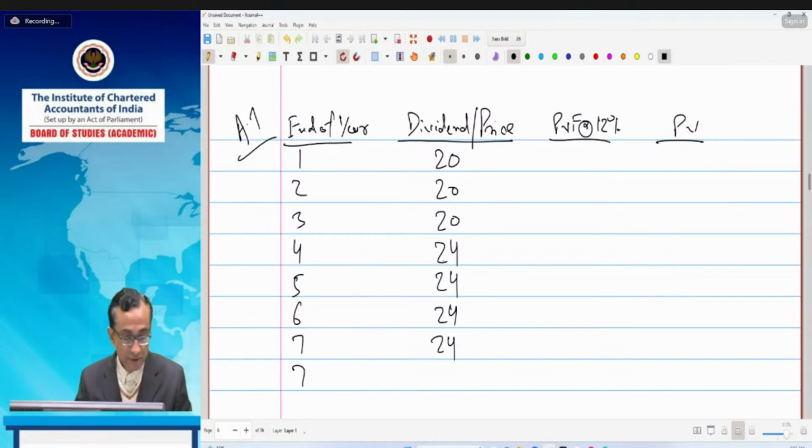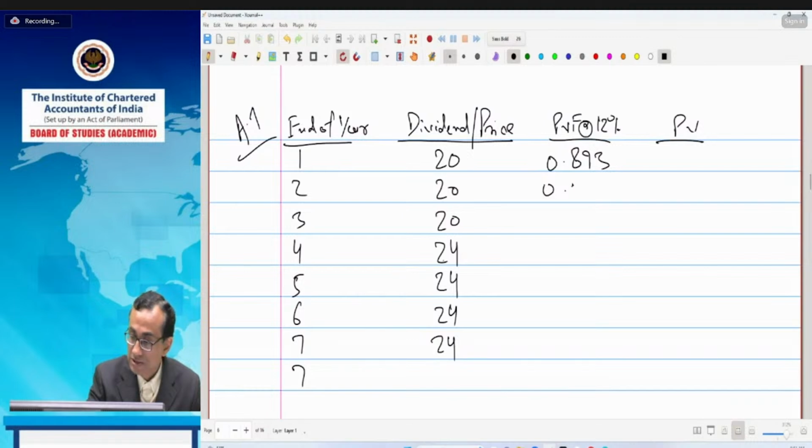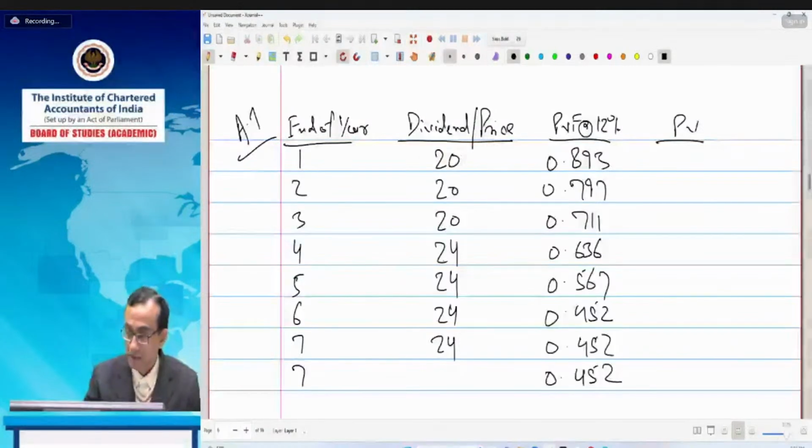Now we give the discount factor of all these years at the rate 12%. Let us write the discount factor for all this. It is first year 0.893, 0.797, 0.711, 0.636, 0.567, 0.045. Now let us multiply this dividend at the end of first year with the discount factor to arrive at the present value.